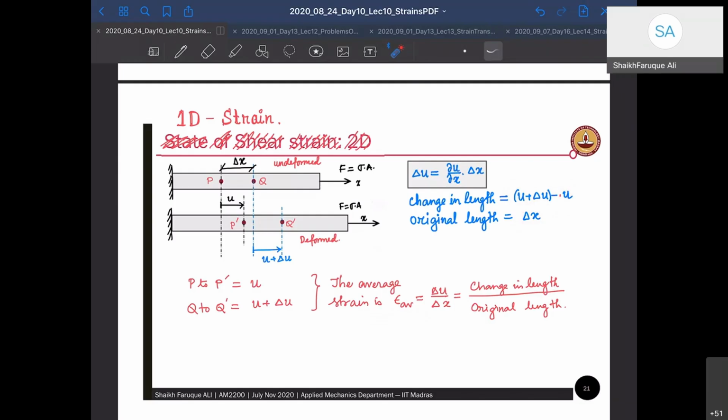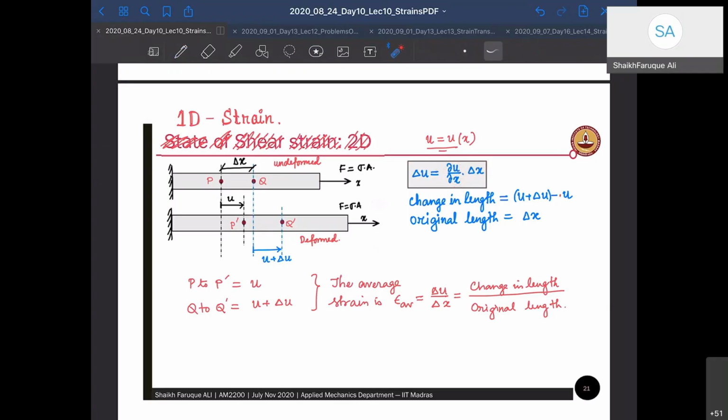Now, if you want to calculate point strain, we'll talk about point strain a little later. So this is called average strain. I suppose it is clear to all of you that the movement of P is given by U, whereas the movement of Q is given by U plus del U. U is a function of X, the coordinate. And how is del U given? Del U, if you know the first order rate of change, then dU by dx into delta x is your del U.